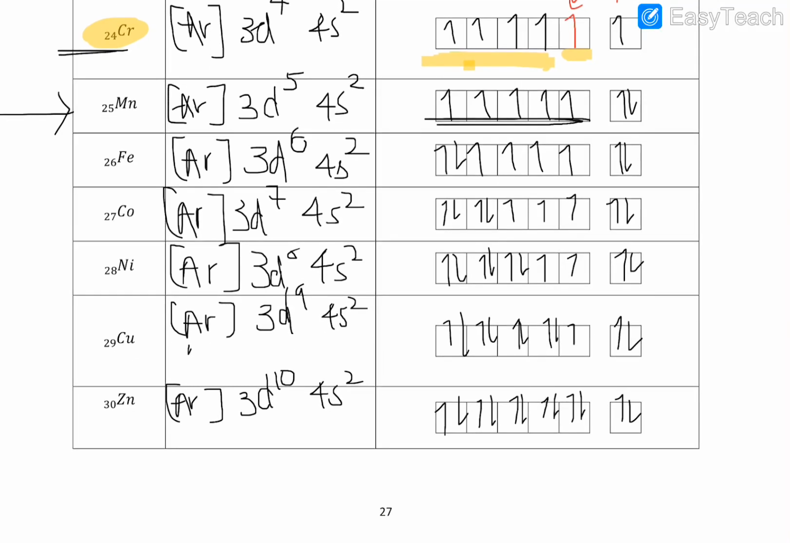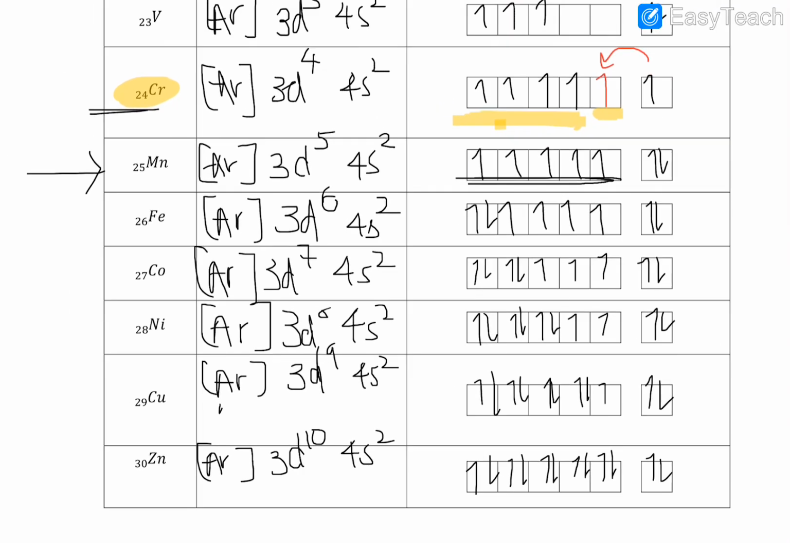Okay, so let's see what will happen here. So this is not 5 anymore. This is not 4 anymore, and this is not 2 anymore. So that's going to be 3d5 4s1. So this is an exception. Okay, be careful. Second exception you will see for copper here.